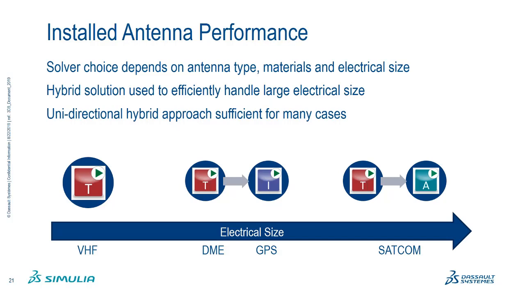So for electrically small to medium size problems, the transient solver is a great choice. For example, for VHF install performance analysis. As the electrical size increases, hybrid solutions are the recommended approach. The transient solver in this case simulates the antenna detail. This is combined with another solver to handle the electrically large aircraft platform. For example, DME and GPS may be simulated using a hybrid transient integral equation method. And SATCOM may be simulated using a hybrid transient asymptotic method.